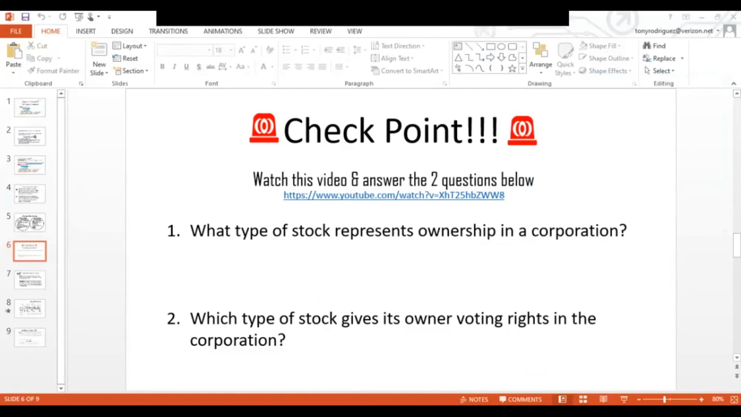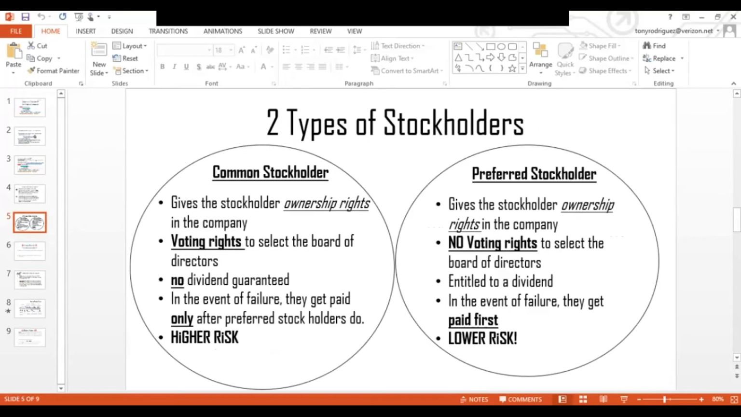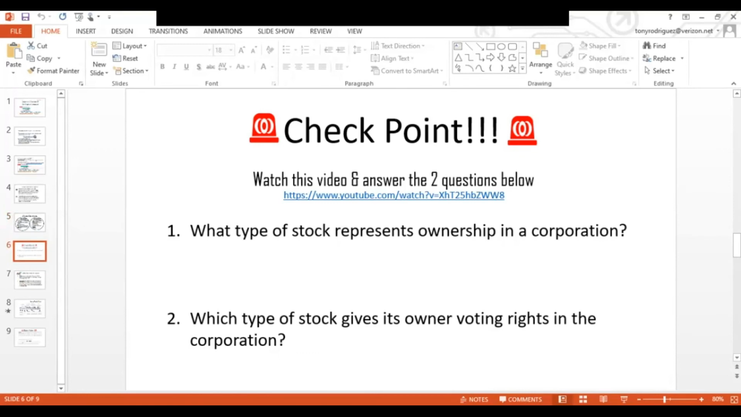All right, guys. Hey, listen, go ahead and in your notes, do me a big favor and write down these two questions, and I want you to answer them based on slide number 5. Let me go back to that. Here, the two types of stockholders, go back to this slide here, and I want you to answer these two questions by thinking about that information that you wrote down, okay?